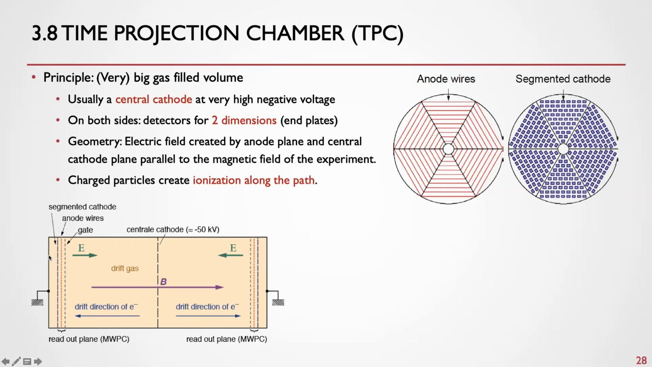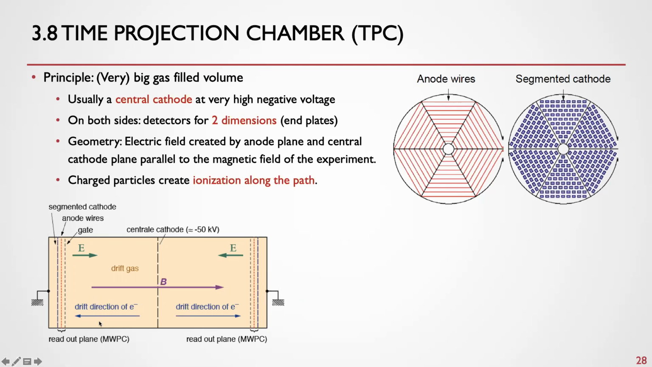We talk about 5 meters of diameter and 5 meters of length. So these are enormously large single detectors. There's a drift gas filling the volume, and there's a central cathode at minus 40 kilovolts. Now, in the left half of the detector, the electrons that are created from the ionization drift to the left, and on the right side, they drift to the right. At the end of these detectors are readout planes.